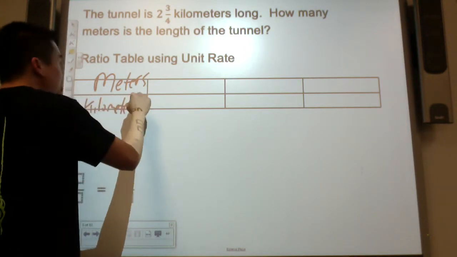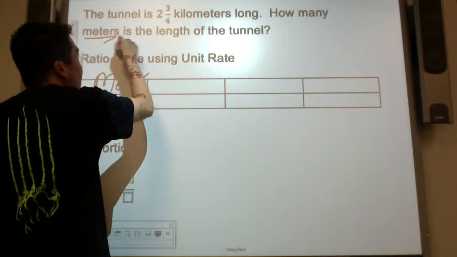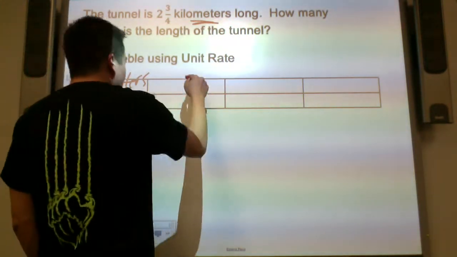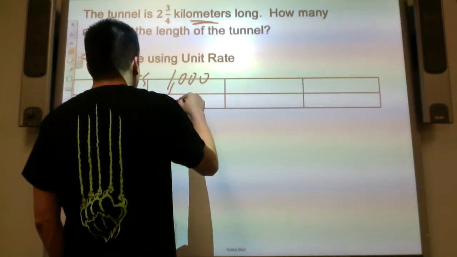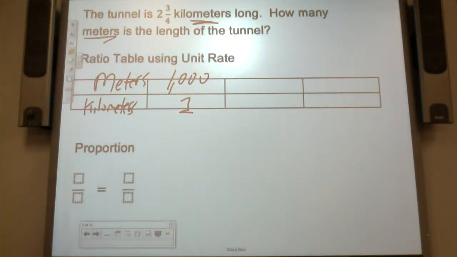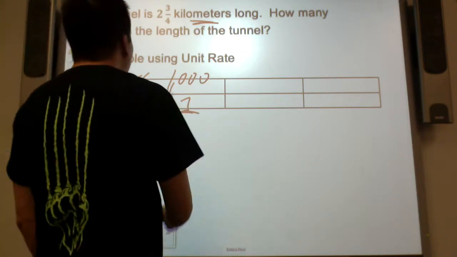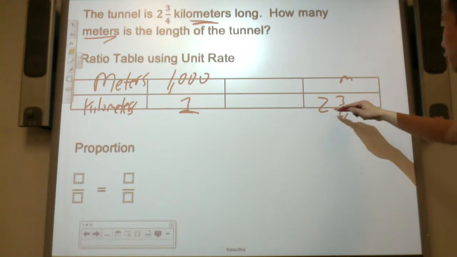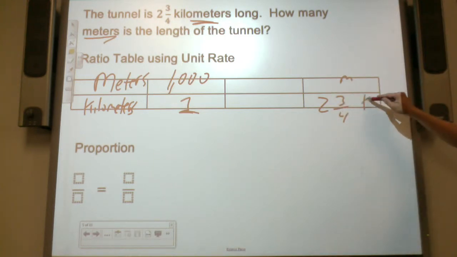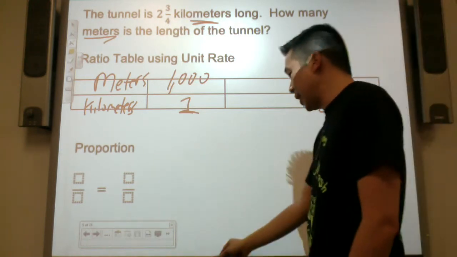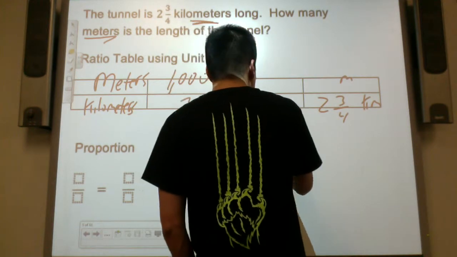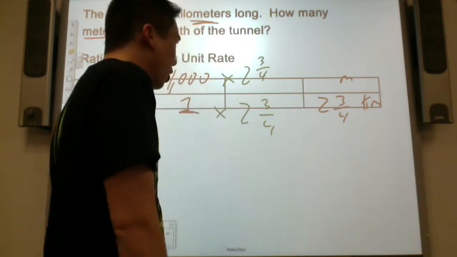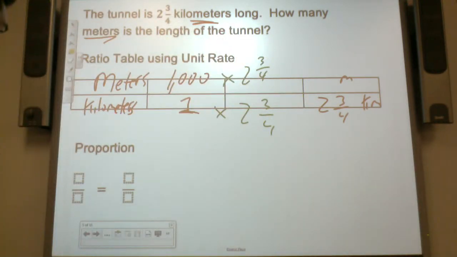Why, you might say, am I using this? Because they want to know how many meters are in this many kilometers. According to our chart, there are 1,000 meters for every 1 kilometer. That's my unit rate. I would like to know how many meters there are for this 2 3/4 kilometers. So let's build it up. Can you build 1 to that? Yes, you can. You have to multiply by 2 3/4 to figure out how many meters.